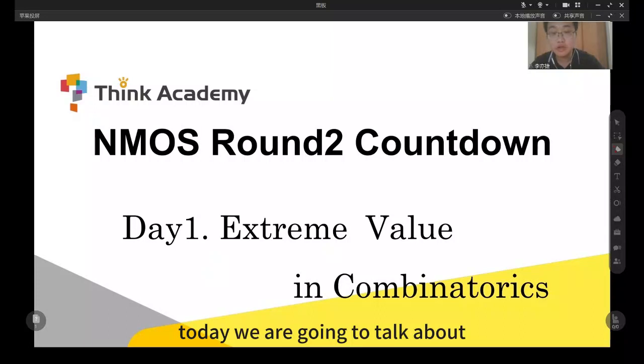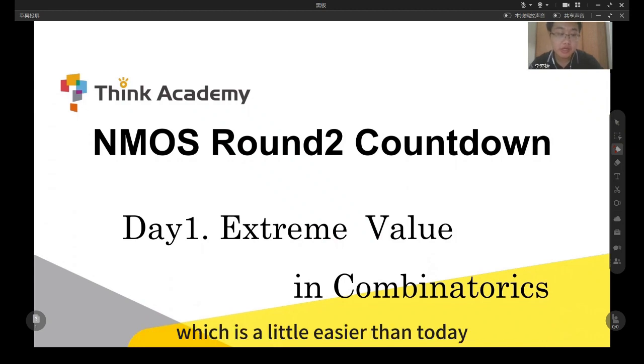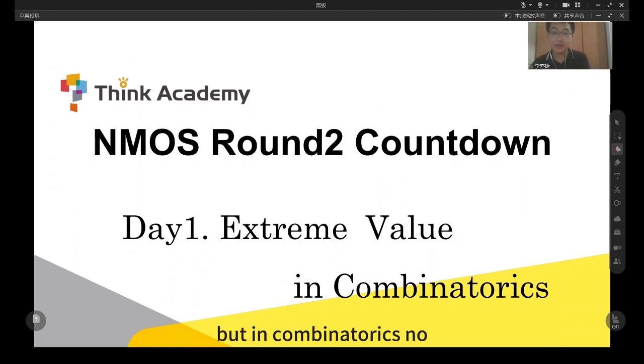Today we are going to talk about extreme value in combinatorics. Last day we talked about extreme value in calculations, which is a little easier than today, as in calculation we can easily find how to make the formula the largest or smallest. But in combinatorics, no.